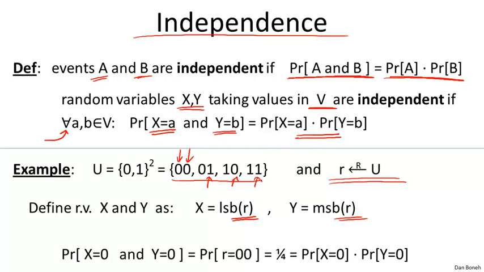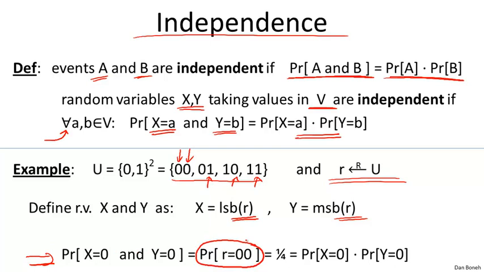But formally, we would have to prove that for all 0, 1 pairs, the probability of X equals 0 and Y equals 0, X equals 1 and Y equals 1, and so on, these probabilities multiply. Let's just do it for one of these pairs. So let's look at the probability that X is equal to 0 and Y is equal to 0. Well, you see that the probability that X is equal to 0 and Y is equal to 0 is basically the probability that r is equal to 00.